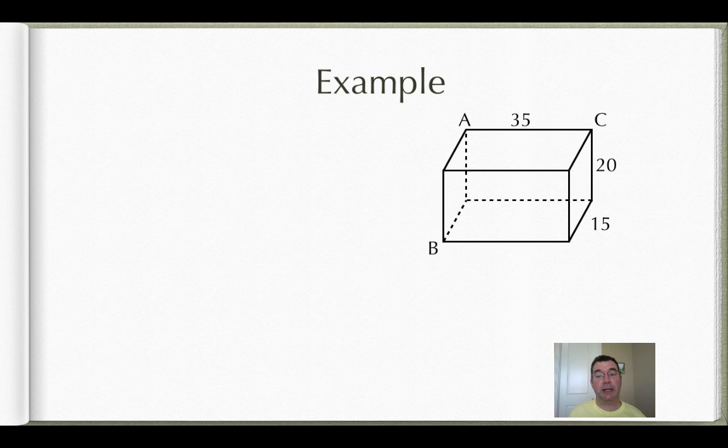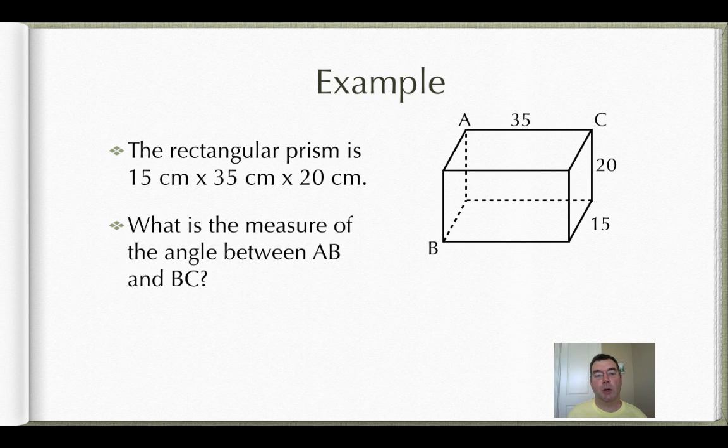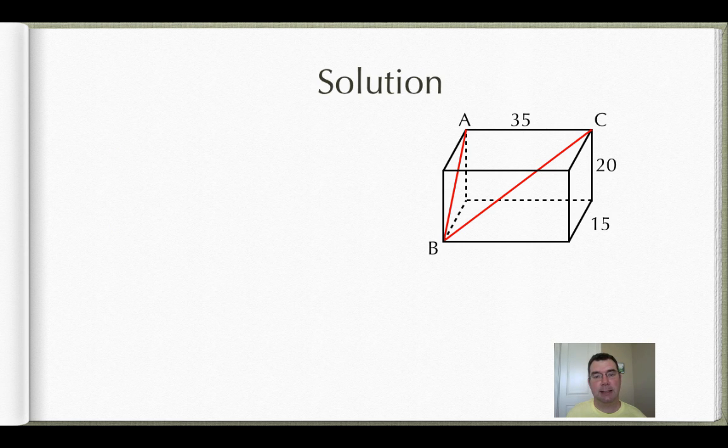I have an example here. It's just a straightforward rectangular prism. It's got dimensions 15 by 35 by 20, and I want to know what is the measure of the angle between segment AB and segment BC. So let's draw those to see where they are, and I can kind of see where the right triangles would be. I'm going to have to figure out what AB is first and then figure out what BC is second.